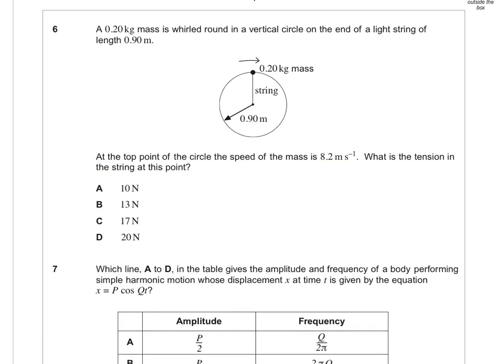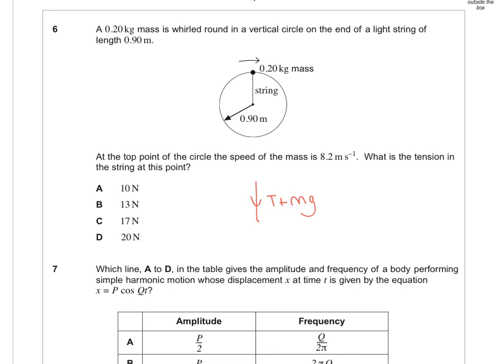A 0.2 kilogram mass is whirled around a vertical circle on the end of a light string of length 0.90 meters. At the top of the circle, the speed of the mass is 8.2 meters per second. What is the tension in the string at this point? If we look at this, when it's at the top, you've got obviously the tension pulling it in, but you also have its weight force.